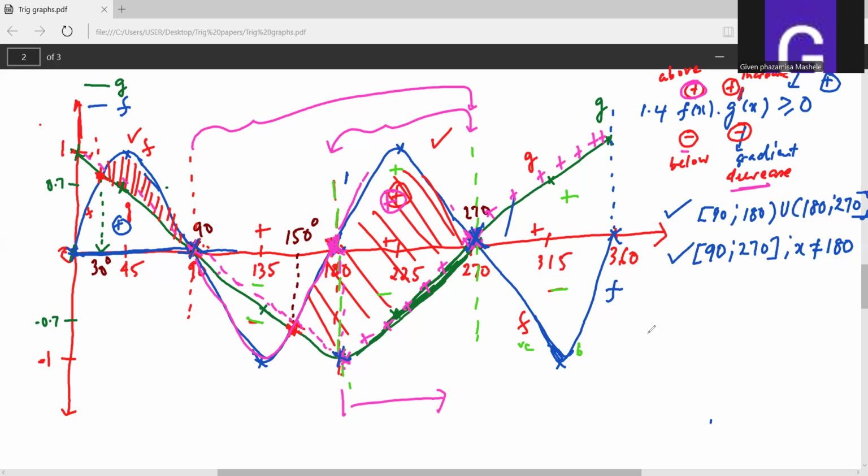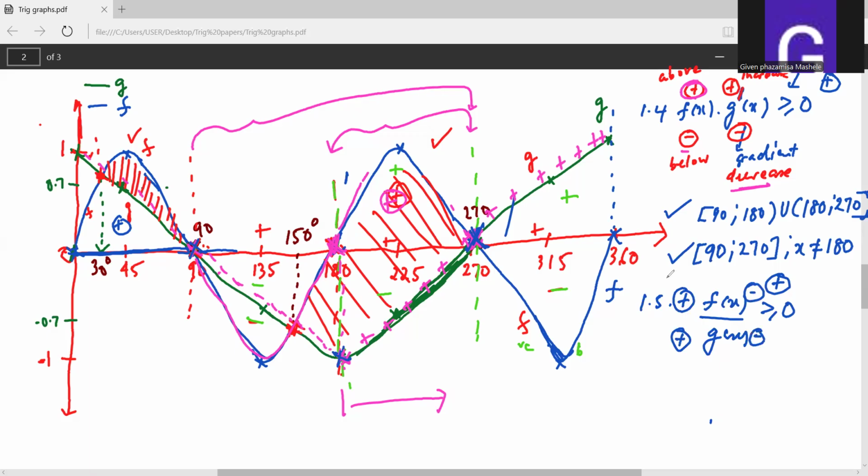Then the last one, let's just call it 1.5, which says f of x multiplied by g of x is greater than or equal to 0. We want this to be positive. And how can this be positive? It means f is positive and at the same time g is positive, or f is negative and at the same time g is negative.